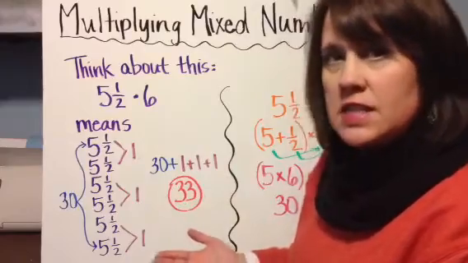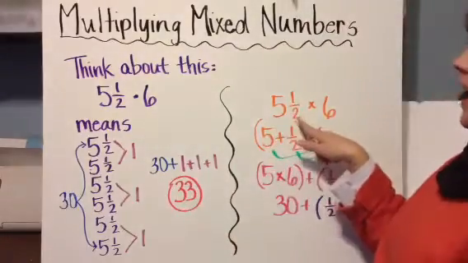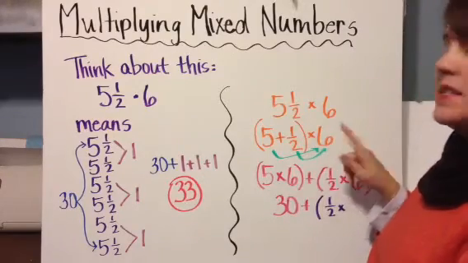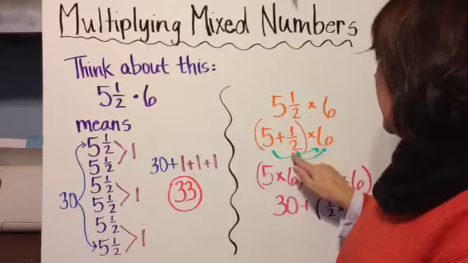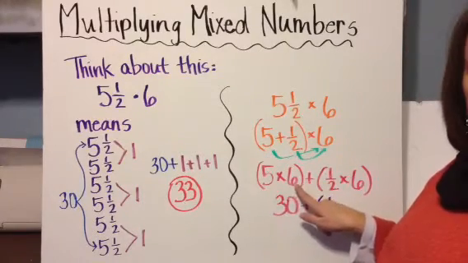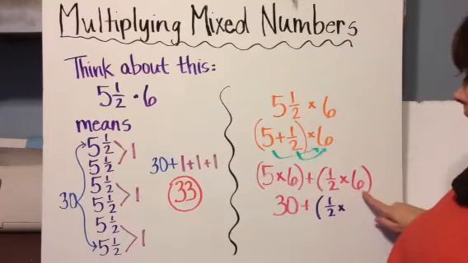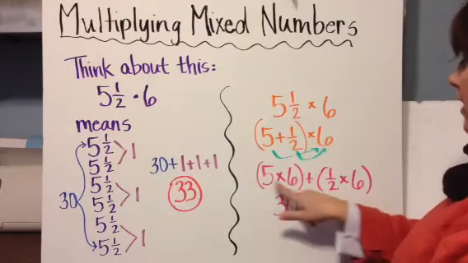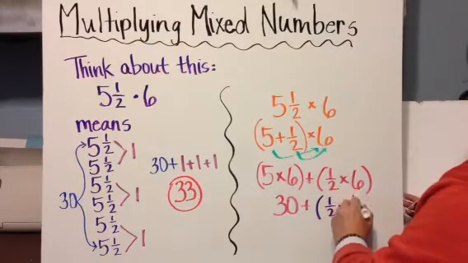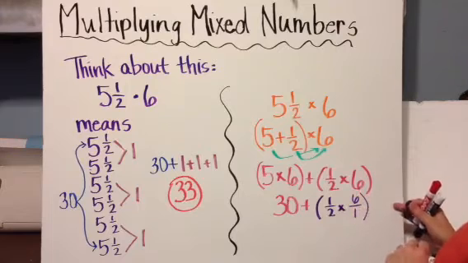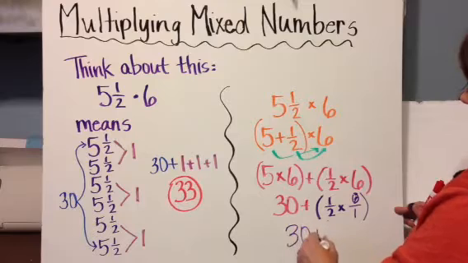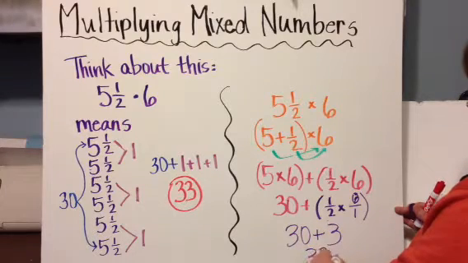Another way to look at this is to think of it as 5 1/2 times 6, where you take 5 and multiply it by 6, and you take 1/2 and multiply it by 6. That would be 5 times 6, and then it would be 1/2 times 6. And so then I have 5 times 6 is 30, and then 1/2 times, and remember we do 6 over 1, and when we multiply that, we get that that equals 3. So again, I get 33.